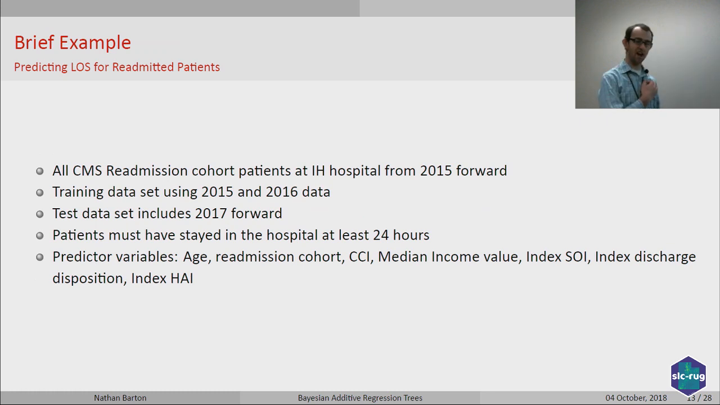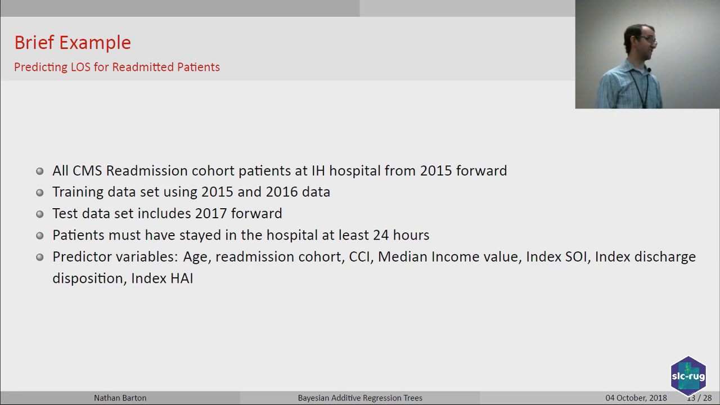So I work at Intermountain Healthcare, and one of the things that we were interested in doing is predicting length of stay for patients who are readmitted to the hospital, wanting to know, if somebody is readmitted, how long do we expect them to stay, so we can think about that in terms of cost and in terms of their experience. A little bit of background, I'm an analyst here in the Office of Patient Experience. We looked at CMS readmission cohort patients at all Intermountain Healthcare hospitals from 2015 forward. The training data set was 2015 and 2016, and the test data set was from 2017 forward. This analysis is old, so I believe that ended the first part of 2018.